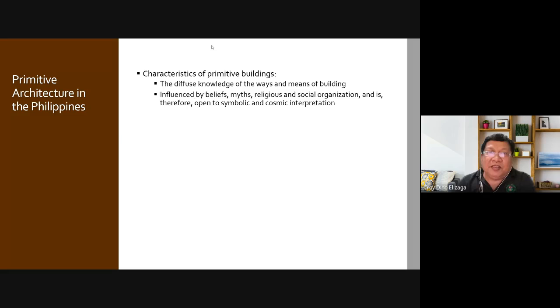What characterized their buildings are diffused knowledge, very diffused. They have very little knowledge about building. And then it's more influenced by beliefs, myths, religious, and social organizations. It's therefore open to symbolic and cosmic interpretation.